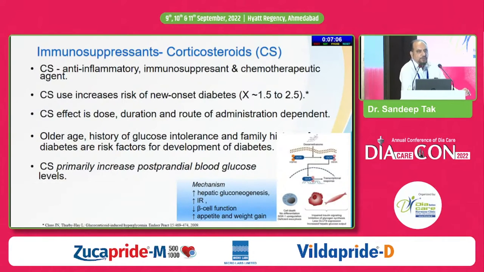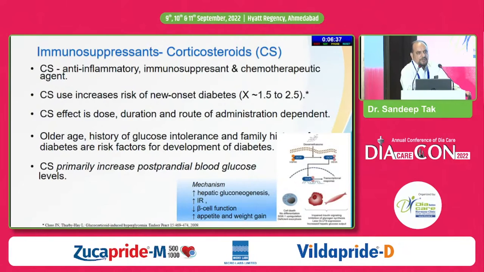Corticosteroid, as we all know, is an immunosuppressant as well as an anti-inflammatory and chemotherapeutic agent. It has been widely used and widely abused also, and we have seen in the COVID era the effect of corticosteroids on glycemic control. It has been very widely discussed. I won't go into detail, but if the person is on long-term corticosteroid, the risk of new onset diabetes is almost twofold. It depends basically on the dose, duration and route of administration.